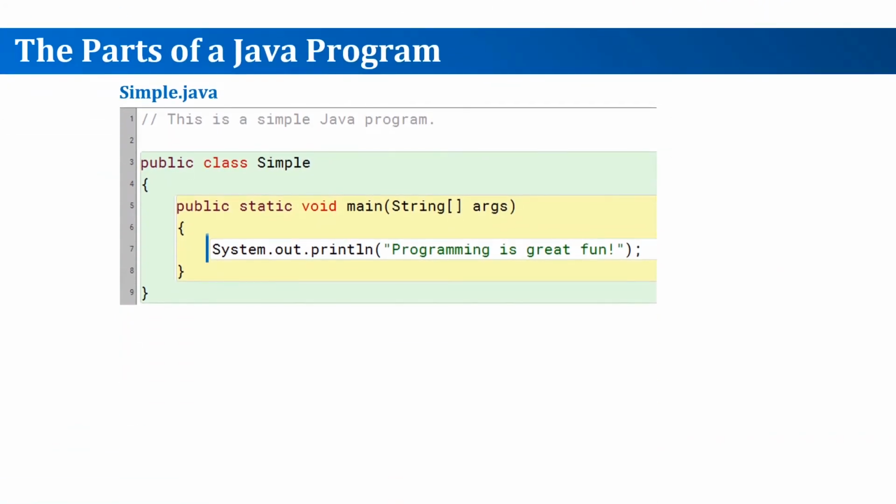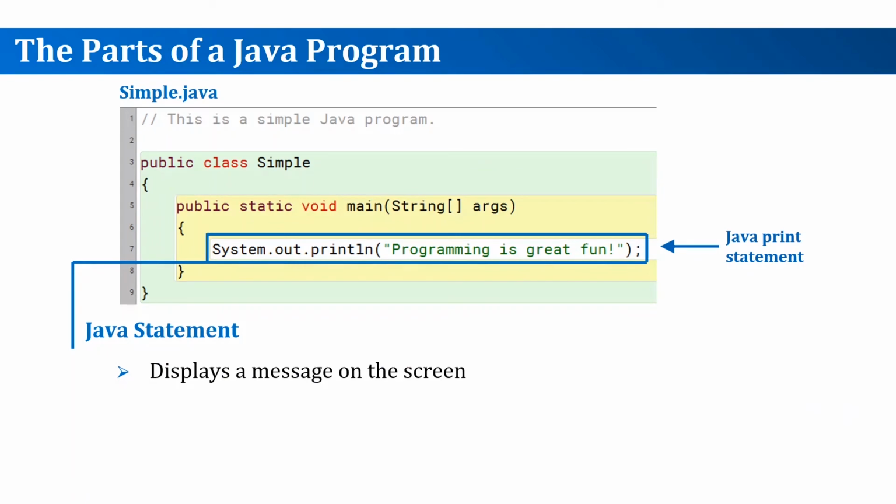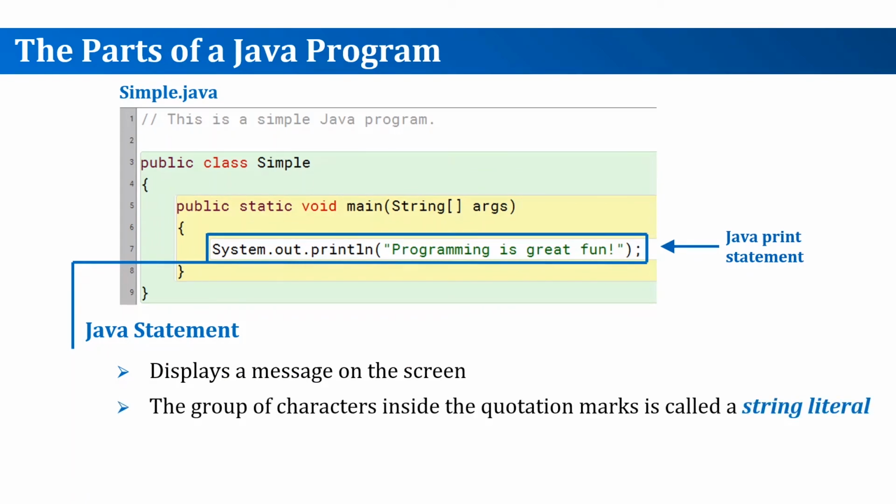The method body is where you write the statements to make the application act. In this case, the application has a single Java print statement. Print statements will be explained in details in a separate video. The print statement will print something to the screen. What is being printed is the text inside the double quotation marks and highlighted by the BlueJ in green, which reads programming is great fun! Exclamation point. This part is called a string literal. A string is a sequence of characters.